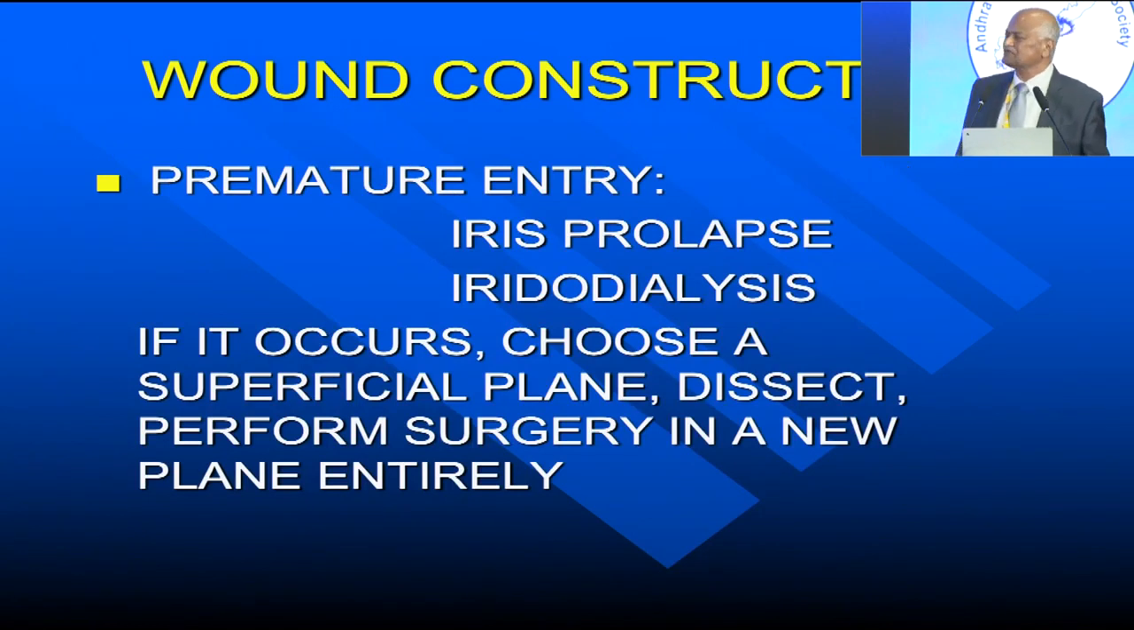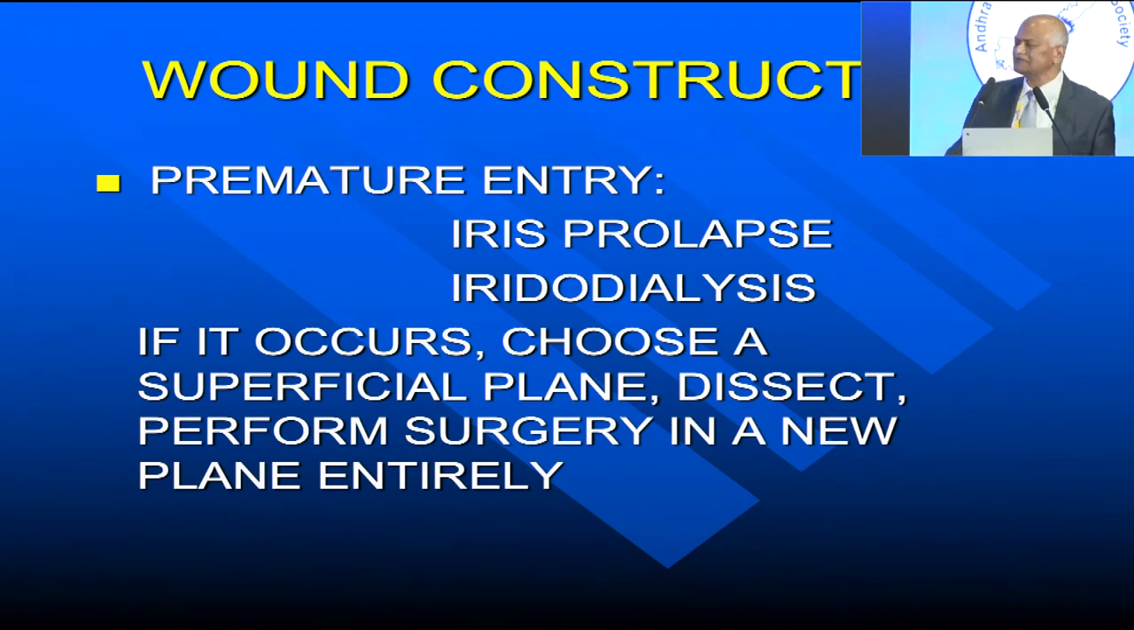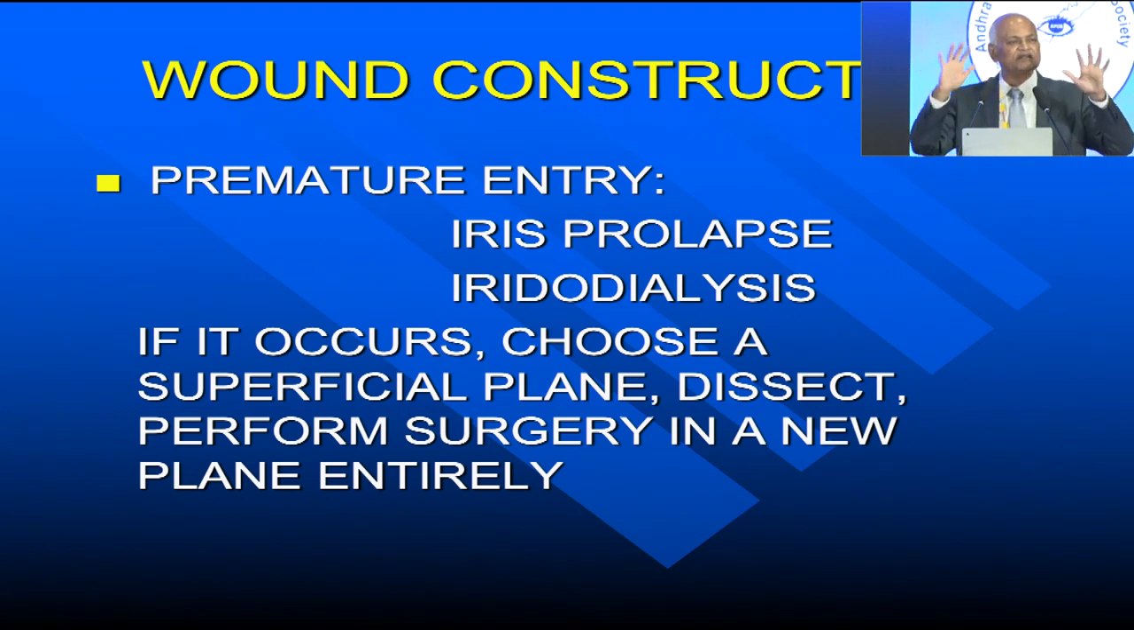Now, about premature entry: we always dissect the tunnel, and when we dissect the tunnel, there is a premature entry. Once there is a premature entry, there is iris prolapse. Now this is to begin with, and when the iris is coming out, then the total surgery gets messed up. So for that we will have to avoid it. If there is iridodialysis, choose a superficial plane and dissect it properly, or you can suture there and go to a new place and make another tunnel, so that your surgery can be completed. Otherwise it is difficult to complete the surgery.